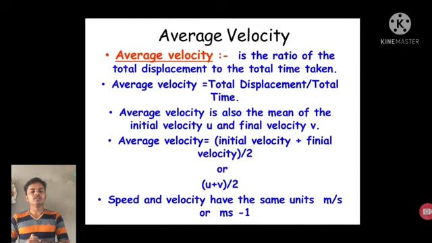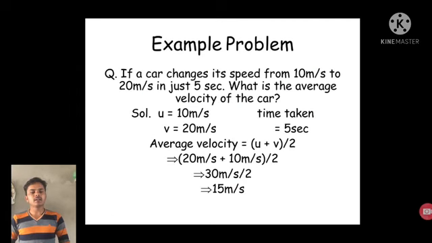Here we can see in the PPT, u plus v divided by 2 is the formula of average velocity. Speed and velocity have the same unit, meter per second. Here is an example. If a car changes its speed from 10 meter per second to 20 meter per second in just 5 seconds, what is the average velocity?